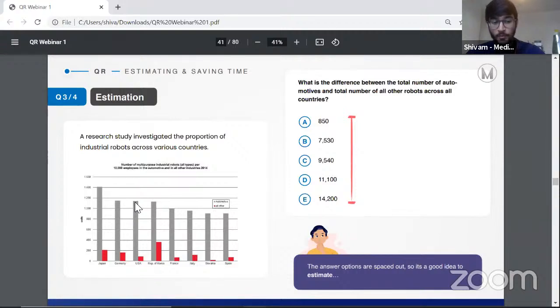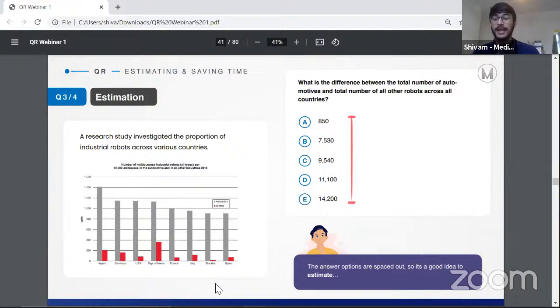I could have done around 1,150 take away, I don't know, maybe 100, and I've got roughly around 1,000. So what we seem to see here, Ashir, is that for any country, the difference between the robots and the automotives is roughly around 1,000. Is that fair enough? Yeah. And then there are 8 countries, so 8 times 1,000 is 8,000.